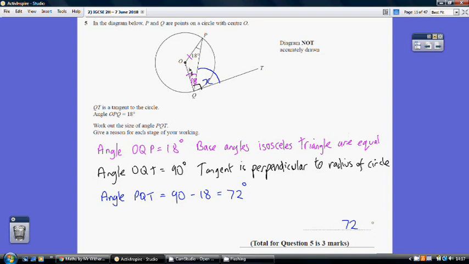Now the angle OQT, that little black angle there, is 90 degrees because QT is a tangent to the circle, and the angle between a radius and a tangent is 90 degrees. So angle OQT is 90 degrees because the tangent is perpendicular to the radius. Given that the whole angle OQT is 90 and that part of that angle, OQP, is 18, the remainder, angle PQT, must be 90 take away 18, which is 72 degrees.